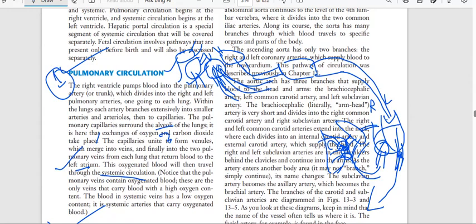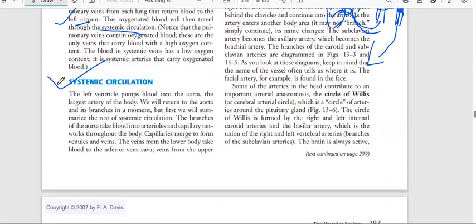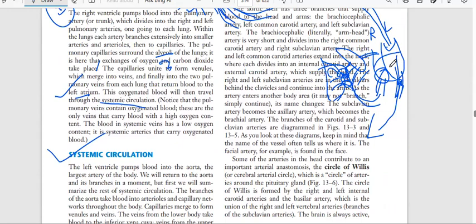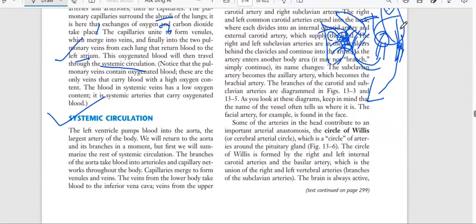Next is systemic circulation. In systemic circulation, the left ventricle pumps blood into the aorta. So from the heart, the left ventricle, it will reach the aorta. This is the aorta, the largest artery of the body. We will return to the aorta and its branches in a moment. But first we will summarize the rest of systemic circulation. The branches of the aorta take blood into arterioles and the capillary network through the body.